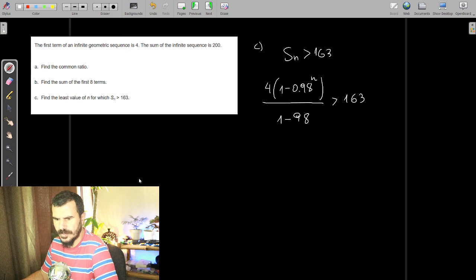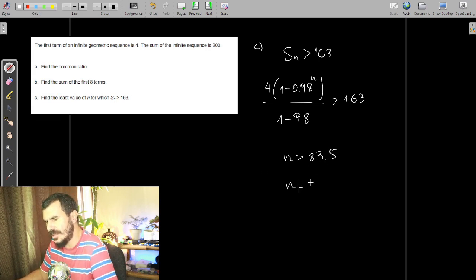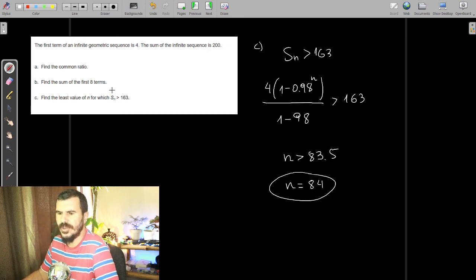So n should be bigger than 83.5, which value? Basically, because n is a term, it cannot be a decimal, so n is 84. For the value of n 84, the sum becomes bigger than 163.